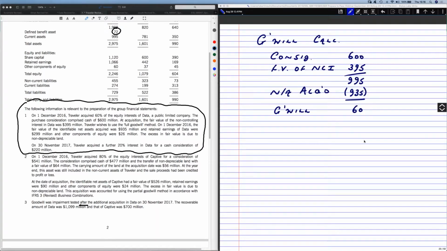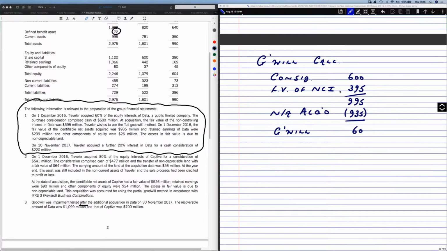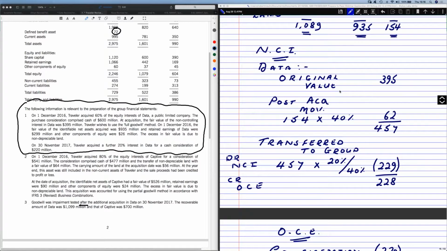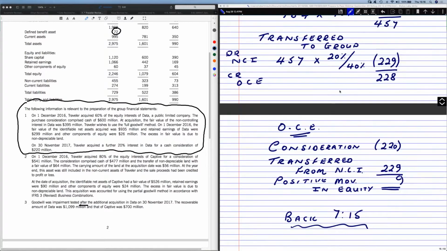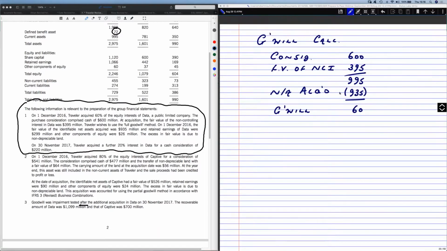Let me start again. I've got the goodwill calculation in front of us now, and you don't need to worry too much about the figures per se. Based on the figures in the question, we've got consideration of 600 at the point of acquisition, the fair value of the NCI, and the net assets that we calculated, there at their 935, of course. And so there's a goodwill figure there of 60.